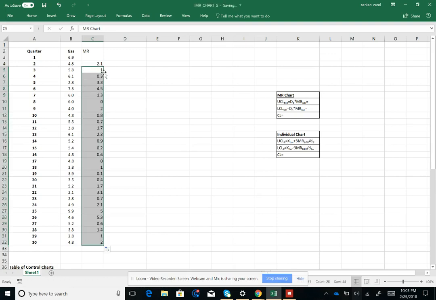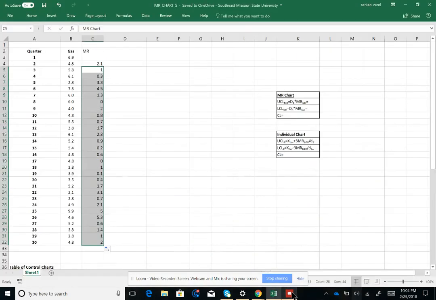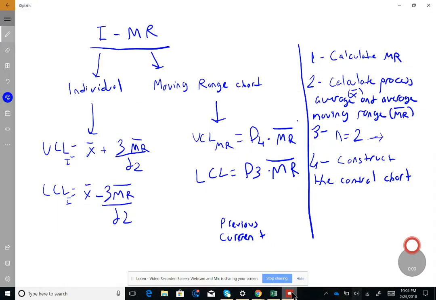So I can calculate the rest. Just double click on that small green box here and it will calculate the rest automatically. Perfect, so we already calculated our moving range for each subgroup, or each quarter in this case. What is next? Let me go back to my instructions. It says calculate the process average and the average moving range, which is MR bar.